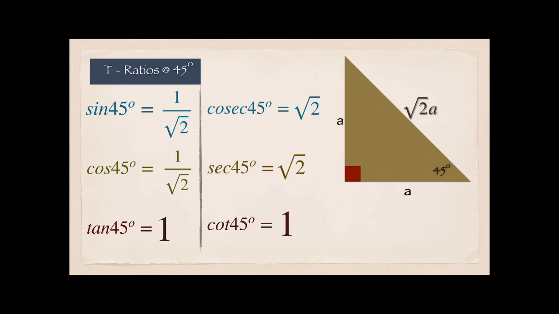Now you must have noticed one thing, that all these values are independent of the sides of the triangle. That means that these are constant values.